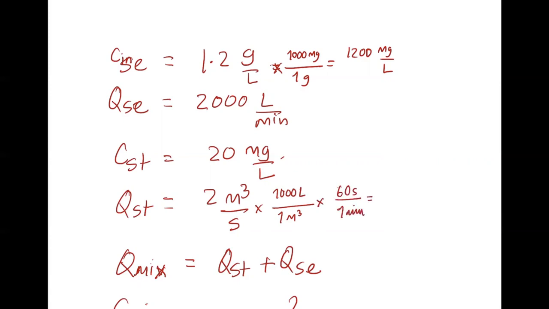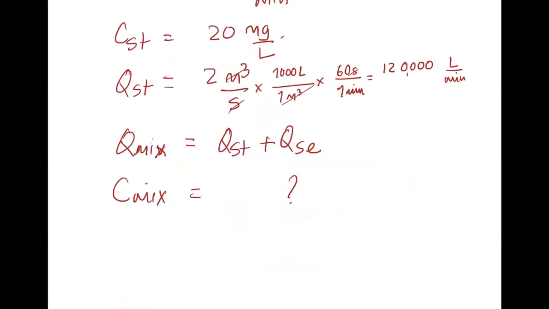So the cubic meters cancel, the seconds cancel, so it becomes liter per meter cube. So that will be 60 times 1000 times 2. So that will be 12, and we have 40. Okay, that will be a big number. So 120,000 liter per minute.